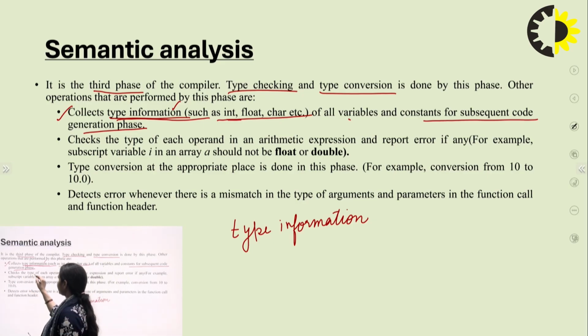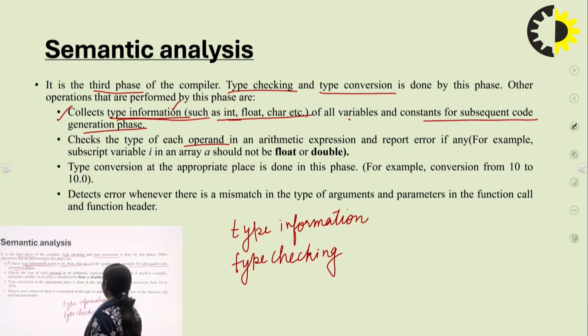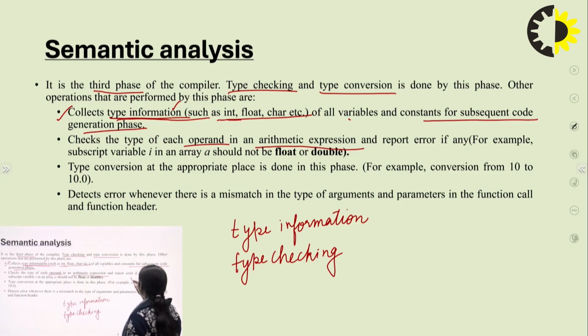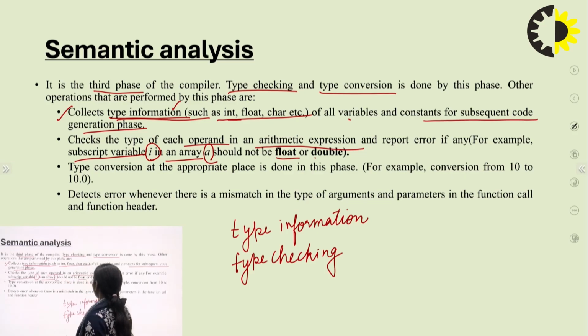It checks the type of each operand in an arithmetic expression. So type checking is also done. Secondly, it is doing type checking: it checks the type of each operand in an arithmetic expression and reports an error if any. For example, the subscript variable I in an array A should not be float or double.